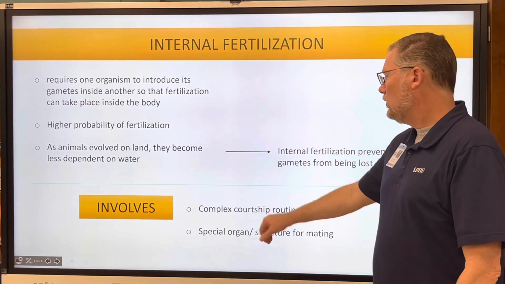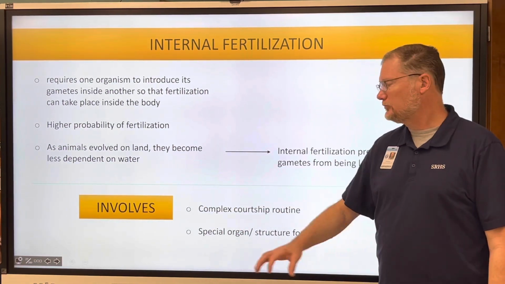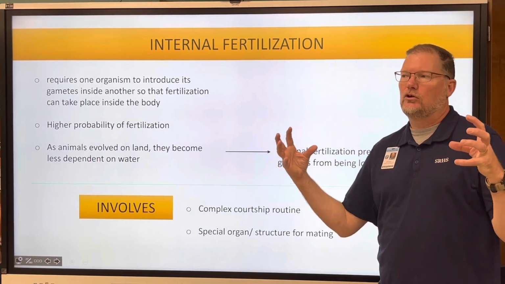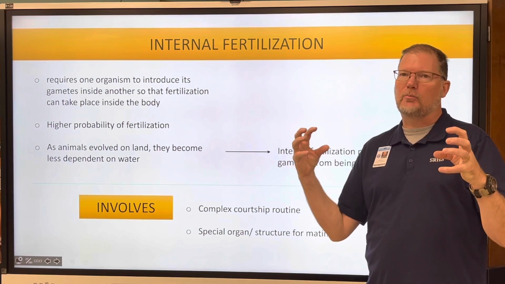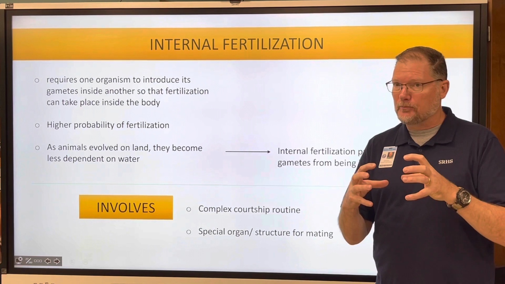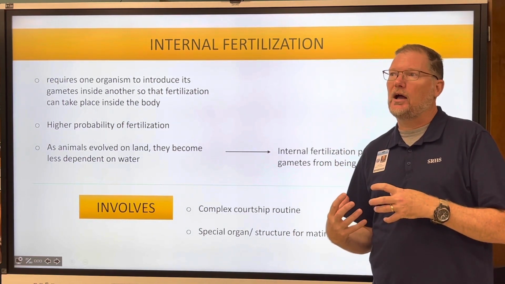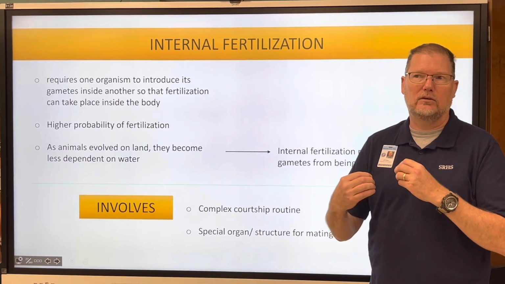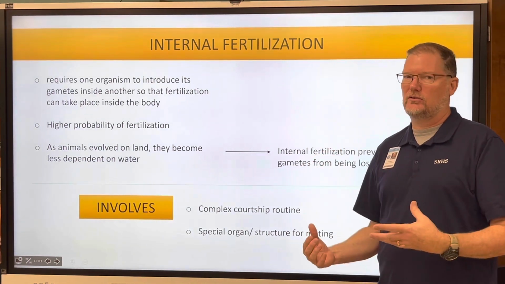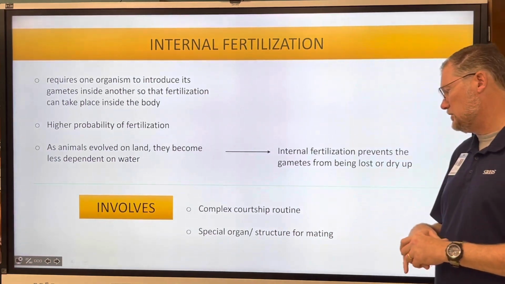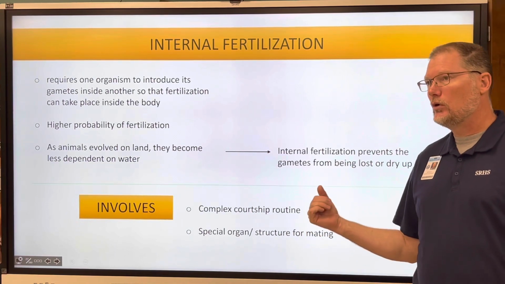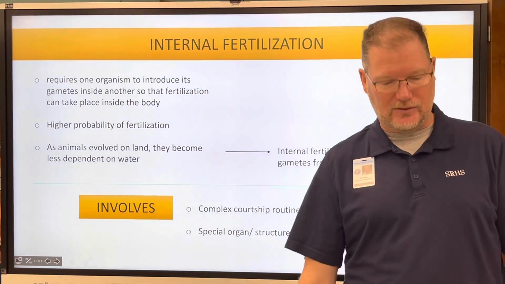Okay, and so it often involves complex courtship, because now you've got two adults who are competing over food and other resources coming together, and they have to kind of convince each other that you should mate with me. And that's complex, okay? Complex courtship routines. And then, of course, you need a special organ or other structure to introduce those gametes together.